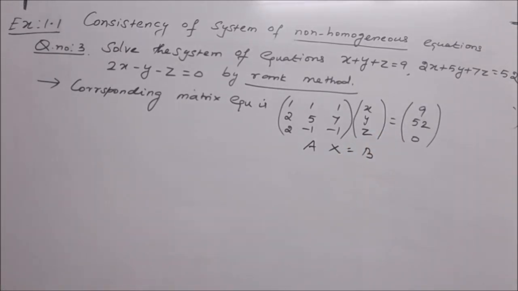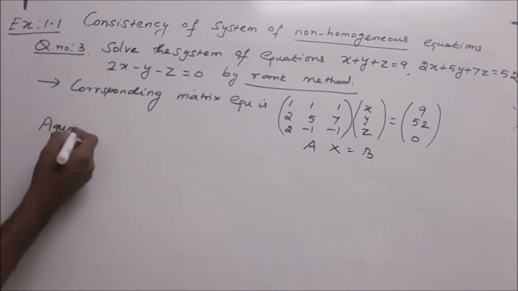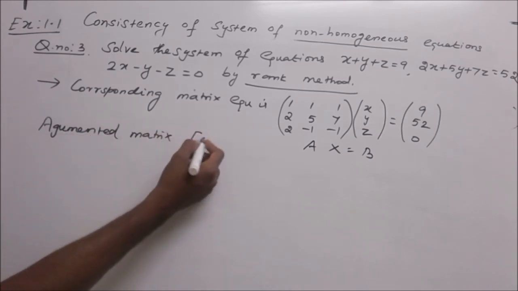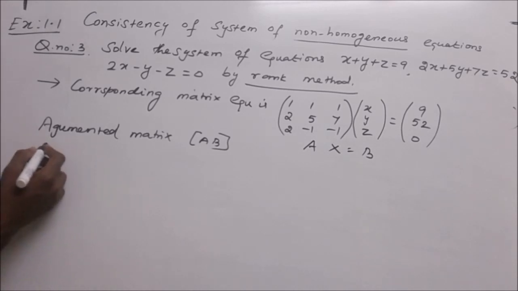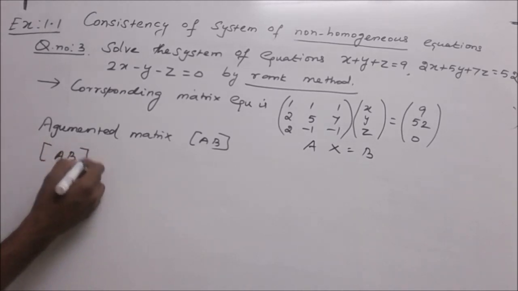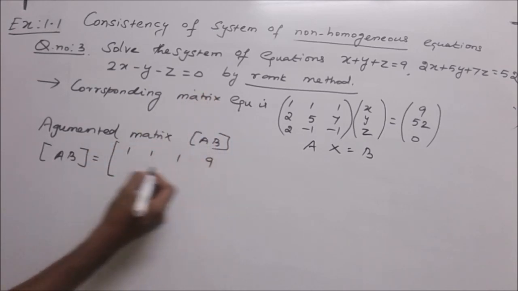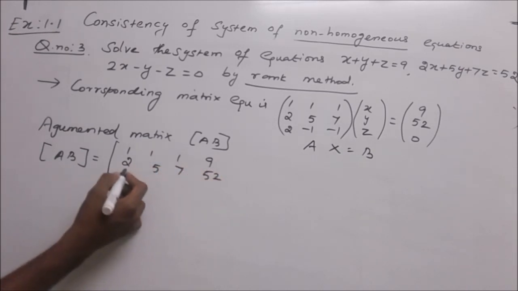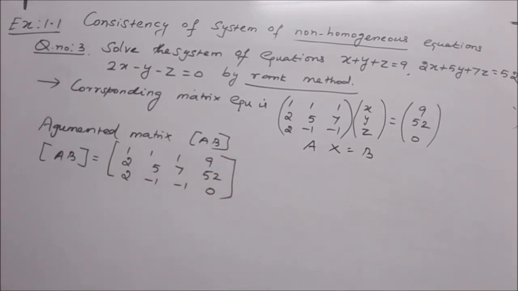Now form the augmented matrix AB. Augmented is nothing but just joining the matrix A and B, forming a new matrix. That is, augmented matrix AB will be equal to 1 1 1 9, 2 5 7 52 and 2 minus 1 minus 1 0. This is the augmented matrix.